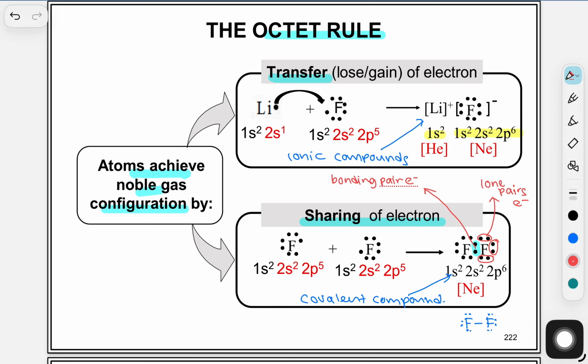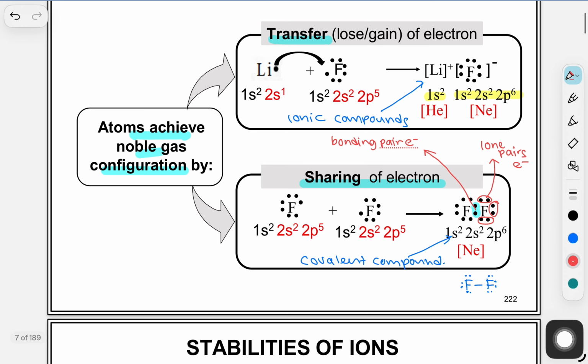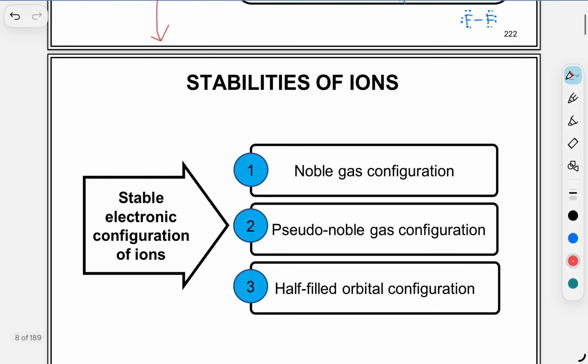Alright, let's get going. So now we will be focusing on ions. Let's bring this to the next slide. Stability of ions. Now, ions are generally stable because they have noble gas configuration. That's what you have learned in SPM. Because they have valence electron 8, so it matches a noble gas configuration.